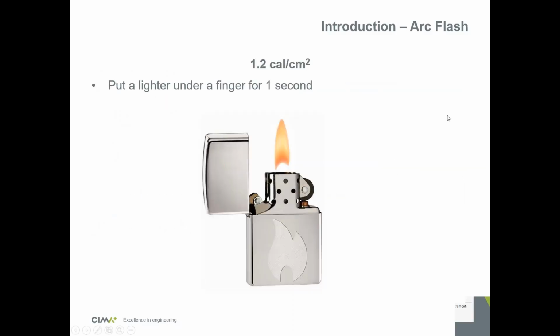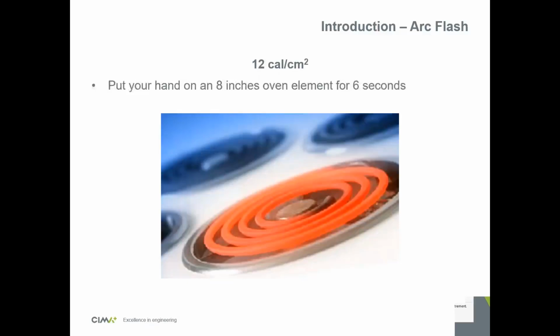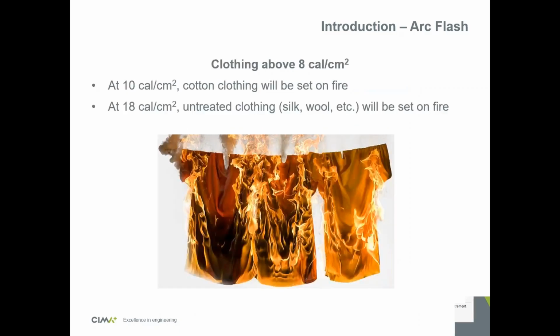When we deal with arc flash, we speak in calories per centimeter squared. This represents the incident energy of an arc flash. So 1.2 cals, which is one of the thresholds, corresponds to putting a lighter under a finger for 1 second. Then 12 cals is the equivalent of putting your hand on an oven element for 6 seconds. So this starts to be a lot of energy concentrated in the same spot.